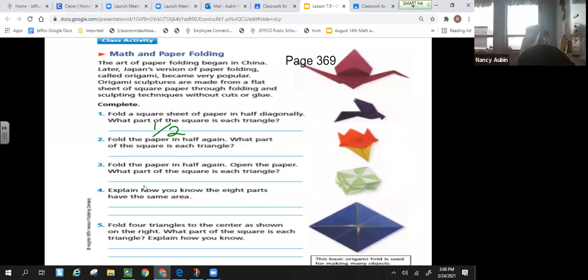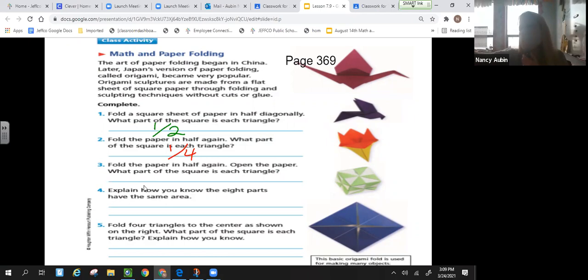1/4. Notice what's happening to our denominator. What's happening, Max? It's getting bigger. The denominator is getting bigger. All right, Max, can you read number 3? What is it asking us to do? Fold the paper in half again.